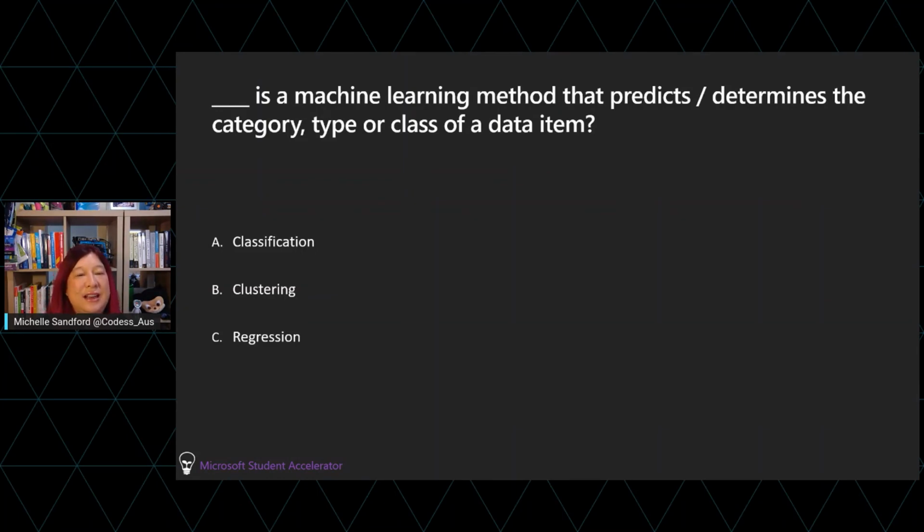Something is a machine learning method that determines the category, type, or class of a data item. Okay, so here it's used the words category, type, or class. This is going to be classification for sure.